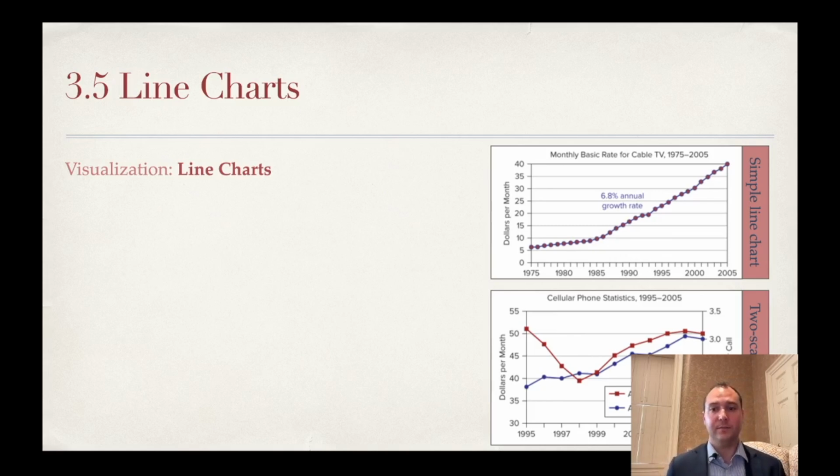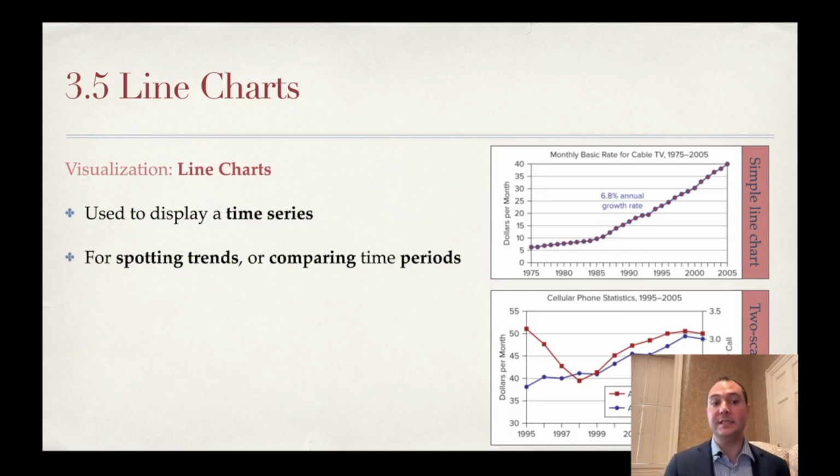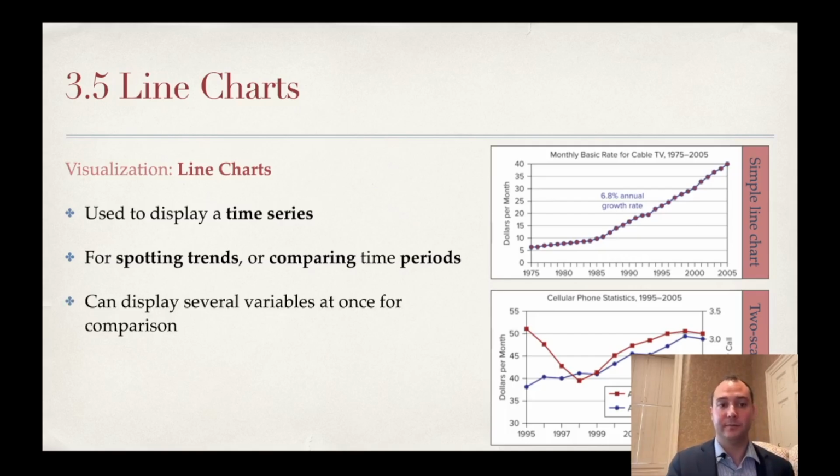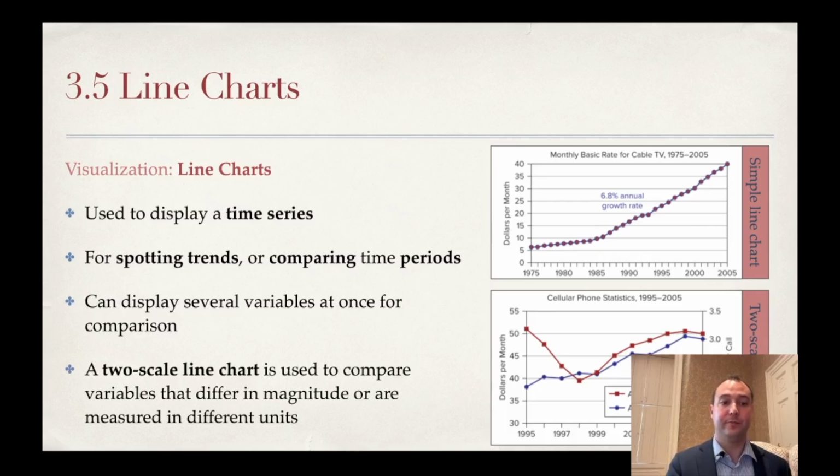Line charts often are misused, but line charts should generally only be used for data over time. So it's used to display time series. It's easy to spot a trend or compare time periods if we're using a line chart. They can display several variables at once for easy comparison, such as this 2-scale line chart on the bottom.